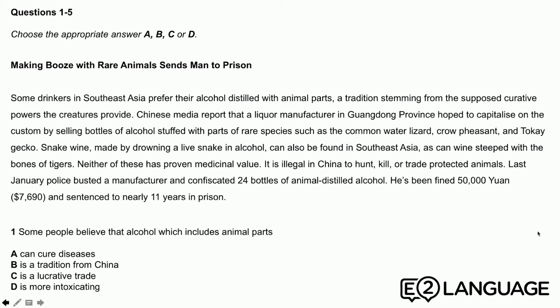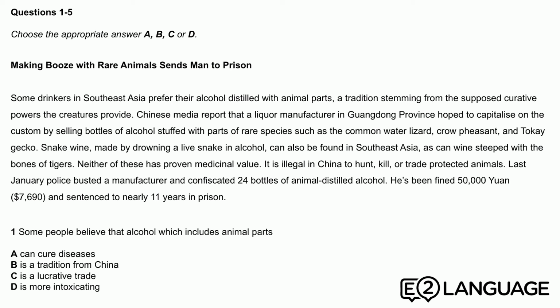This paragraph we're going to read is about making booze with rare animals and how it sends a man to prison. We're not going to read the whole thing because on test day you don't really need to. What you'll do instead is you'll just work through the paragraph and work through the questions because they actually come in the same order, right?